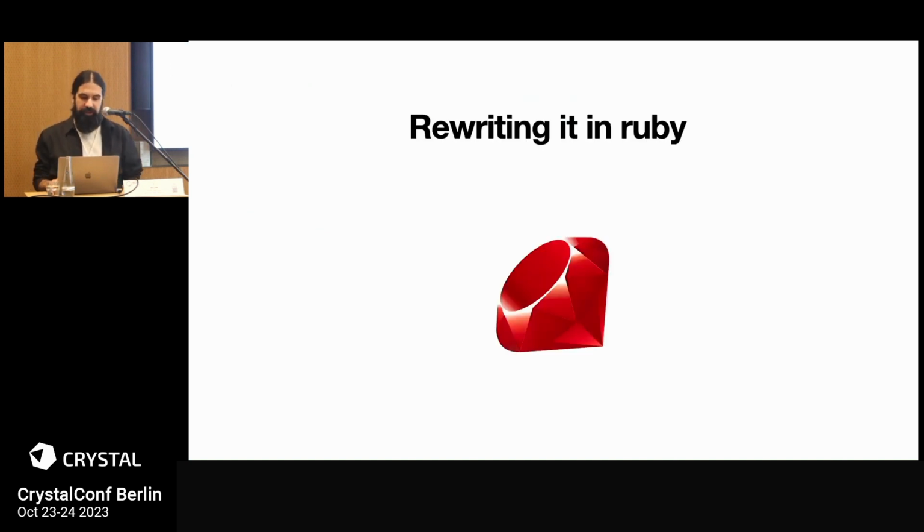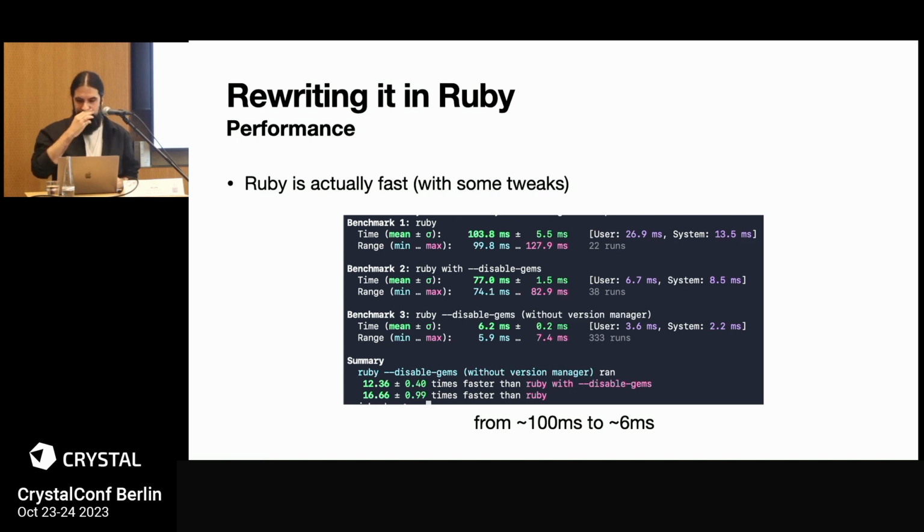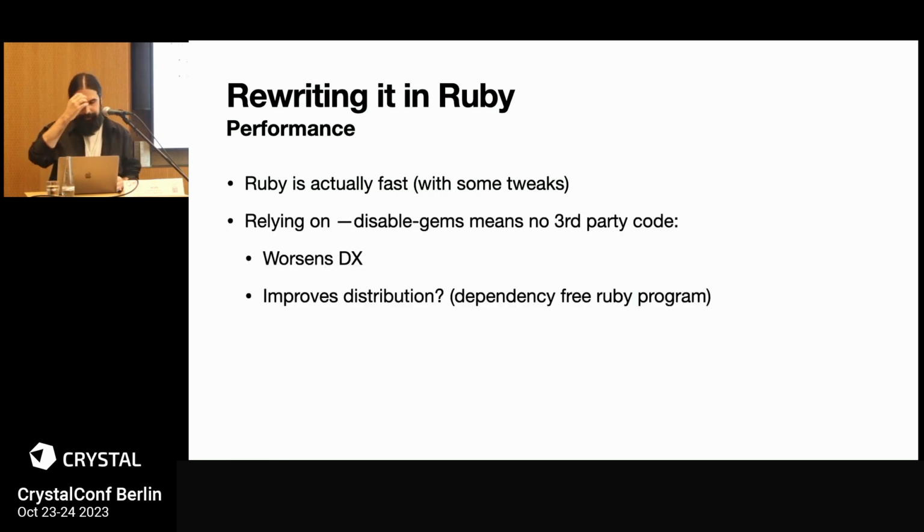So first I rewrote it in Ruby, because I was already familiar with it. It's polemic talking about it at CrystalConf, but it was a good fit for me. There's good tooling and it brings me joy. So I rewrote the whole thing. Ruby, in terms of performance, is actually fast. This is a tool called Hyperfine. If you put some flags, you can get the hello world to run in just 5 milliseconds. But if you don't do anything, it's 100 milliseconds. So relying on these flags is not really a good experience, because it means that you cannot use gems or third-party code.